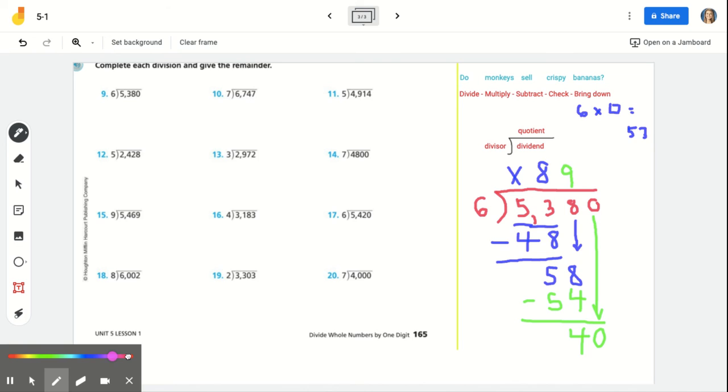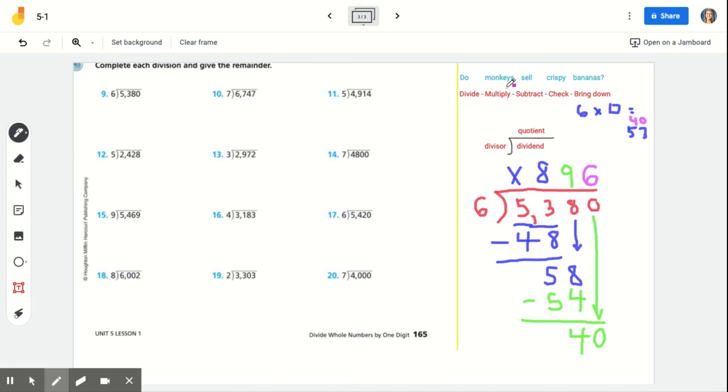We're going to start the process all over again. We're going to divide. How many times can 6 go into 40 without going over? So in my head, I'm thinking 6 times what gets me something close to 40 without going over. 6 times 5 is 30. That's too little. 6 times 6 is 36. 6 times 7 is 42. That's too much. So 6 times 6 is the best fit here. The 6 is going to go in the one spot in our quotient, or our answer.